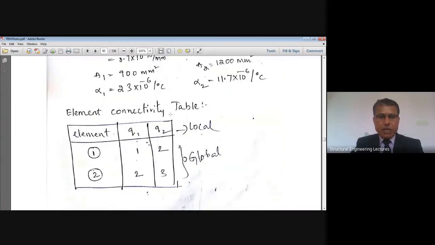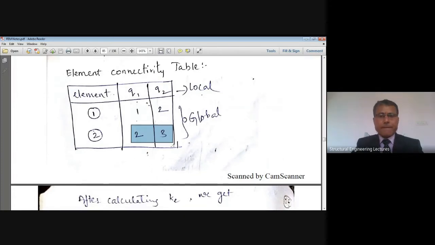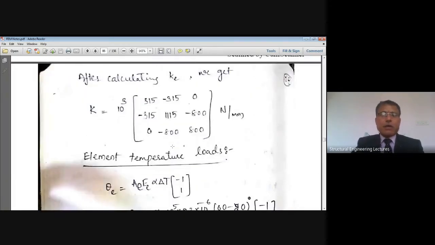Now I'll write the element connectivity table. It establishes the relation between the local and global degrees of freedom. For element 1, the local degree of freedom Q1 is global degree of freedom Q1, and local Q2 is global Q2. For element 2, these are 2 and 3 respectively. We have seen in a couple of problems how to get the element stiffness matrix for 1D 2-node elements, as well as how to assemble them.